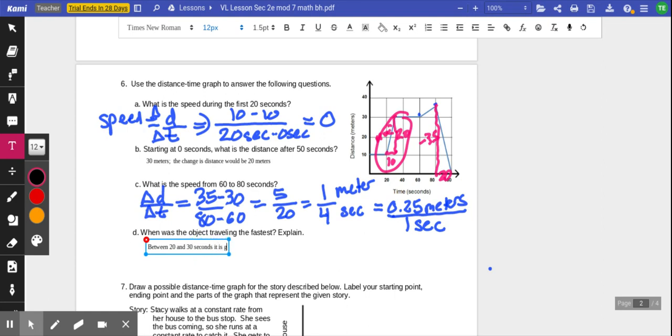It is going the fastest. It says explain. It has the steepest slope. Okay, next question.